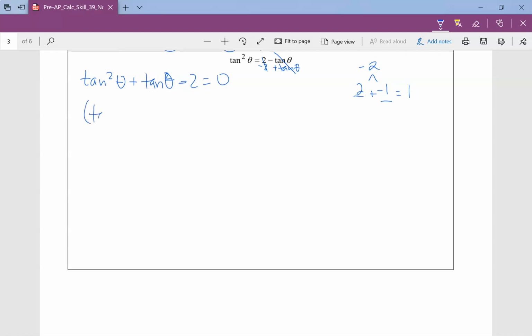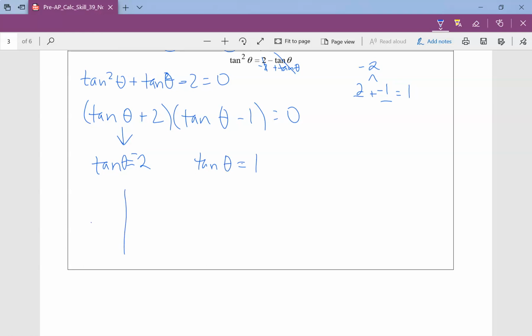So this will factor as tangent theta plus 2, tangent theta minus 1. And now what we're going to do is set each one of these equal to 0. So tangent theta equals -2, tangent theta equals 1. Well, for tangent theta equals -2, we're looking at quadrants 2 and 4. And we can't use the unit circle for this, so I'm going to use my calculator. So inverse tangent of -2.